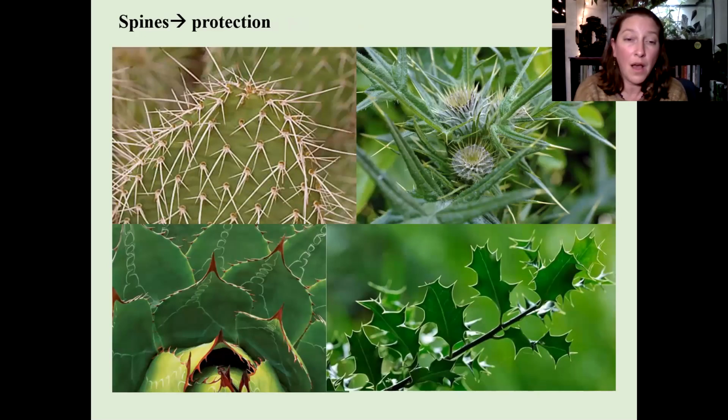Some other plants have evolved spines. The spines are actually a type of leaf. And that helps with protection. It makes it so that things don't want to eat that plant.